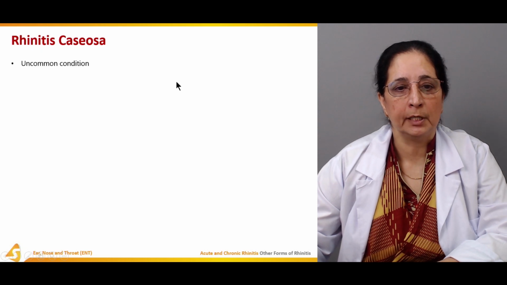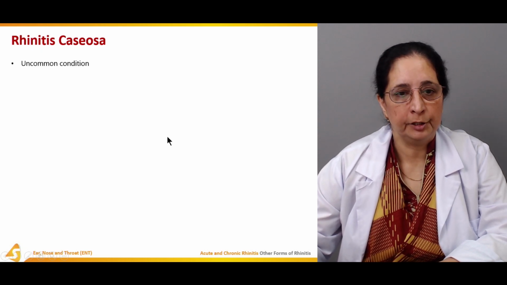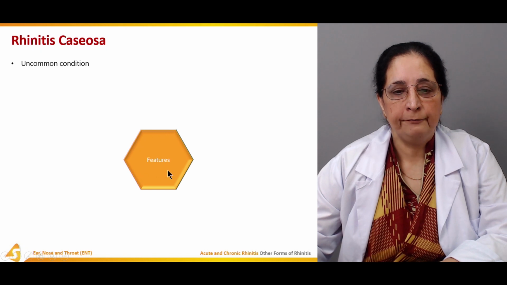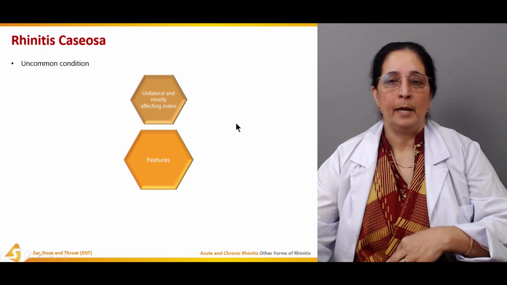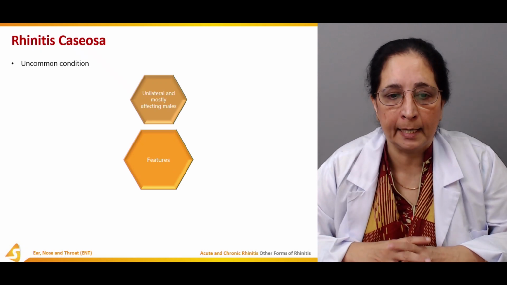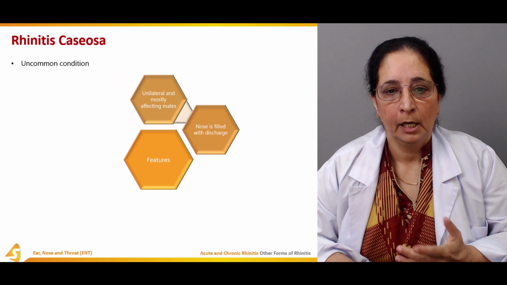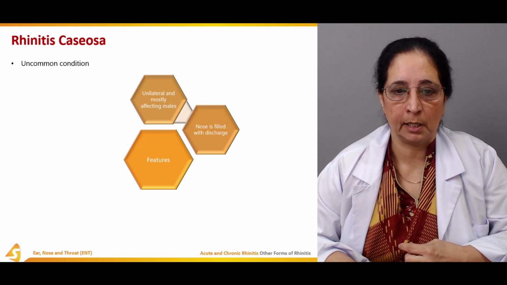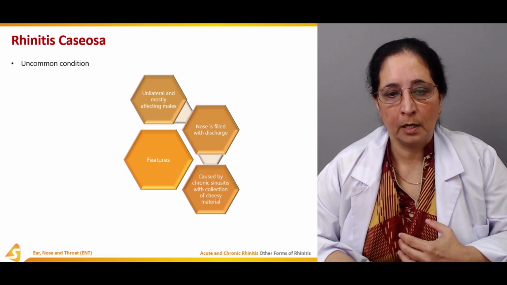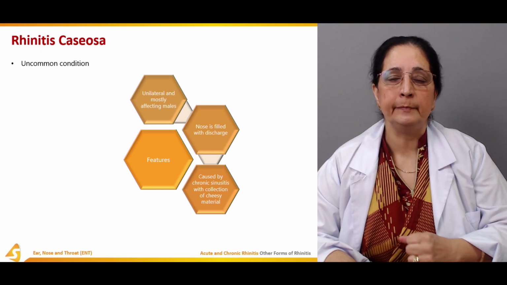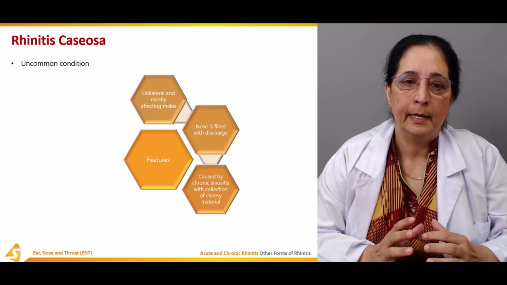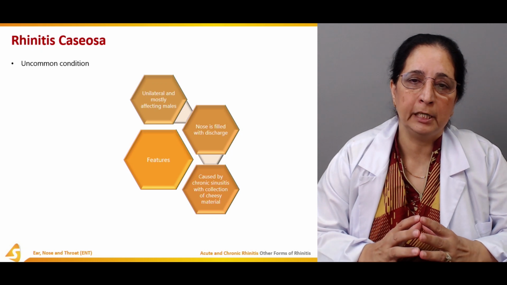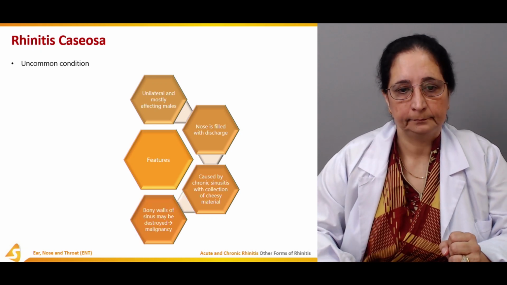Rhinitis caseosa is an uncommon condition, not very common. The features of this type of rhinitis are that it is unilateral and mostly affects males. The nose is filled with discharge and it is caused by chronic sinusitis with collection of cheesy material. That's why the name caseosa comes from the cheesy material.